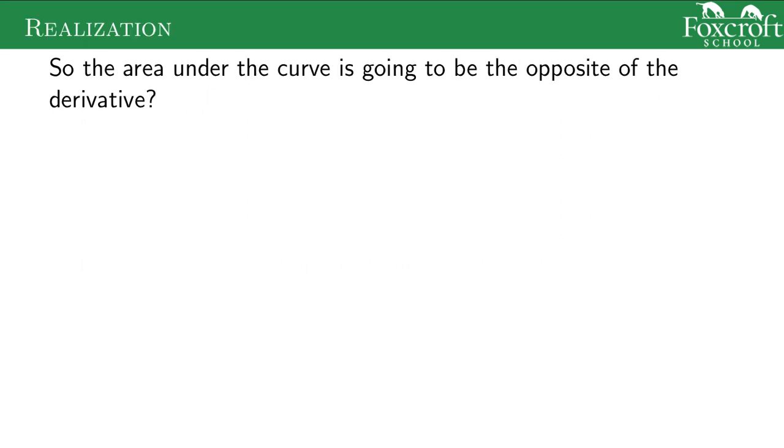So the basic idea is that the area under the curve is going to be the opposite of the derivative. We'll see much later that if we have position, we can take the derivative and get velocity, and take the derivative again and get acceleration. But if we do this in reverse, if I find the area under acceleration, that'll tell me information about velocity. If I find the area under velocity, that'll tell me information about position, like how far I traveled.